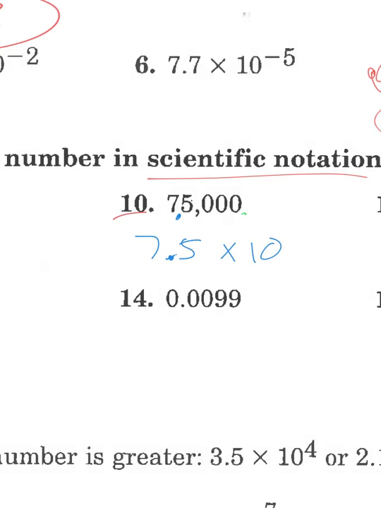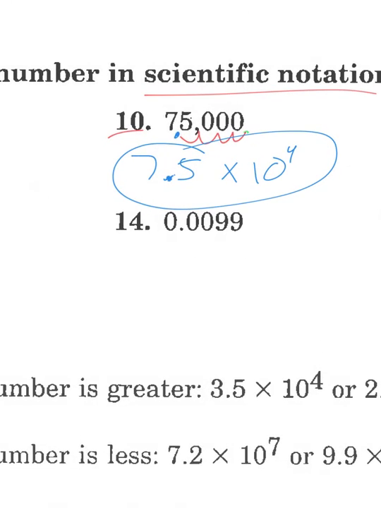Well, how many times would I have to jump it to get it to between the 7 and the 5? 1, 2, 3, 4 times it looks like. So this would be 7.5 times 10 to the 4th power. I'll do the one right below it.